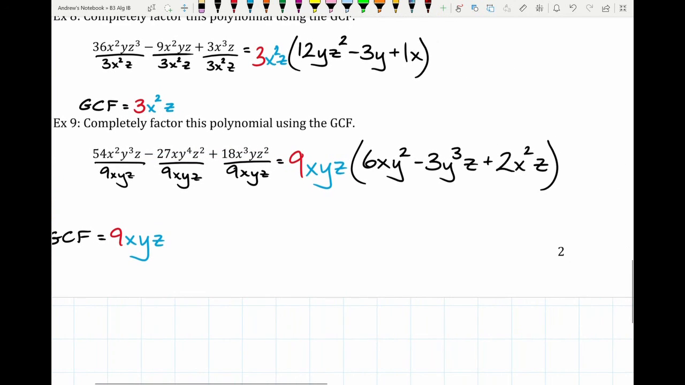Then just take it one piece at a time. We're doing 54 divided by 9, and that gave us 6. Then we're taking a look at the variables. We had 2 x's, we took 1 out, we had 1 left. After that, I'm just moving straight on through. We had y to the 3rd, we took 1 out by dividing it, we had 2 y's left. Last but not least, we had a z, we divided that out, and then we didn't put a z at the end there.